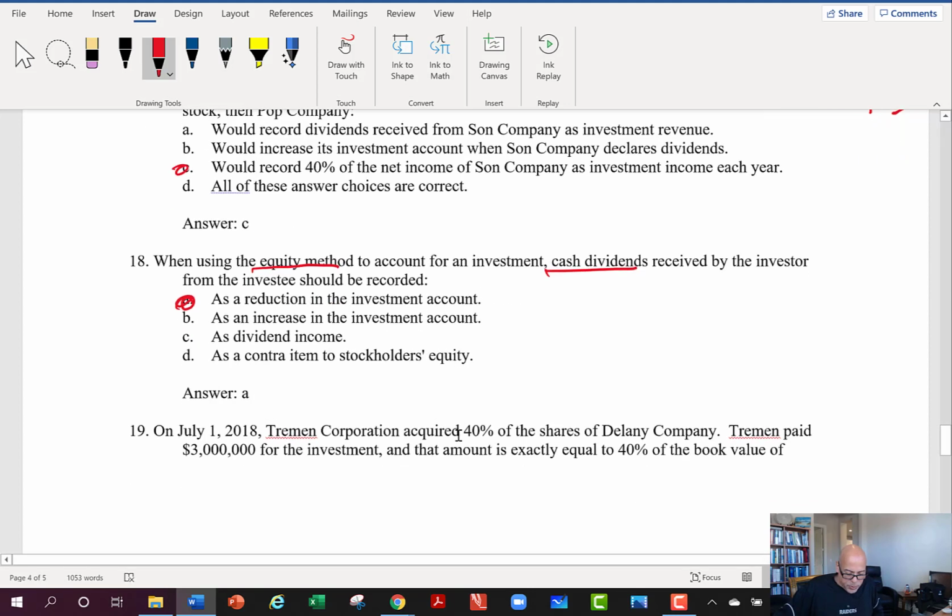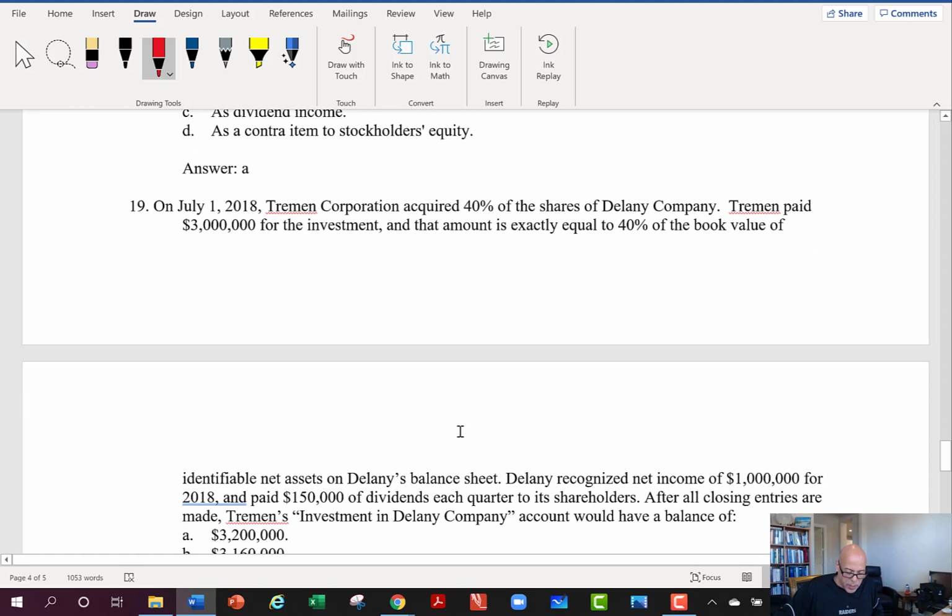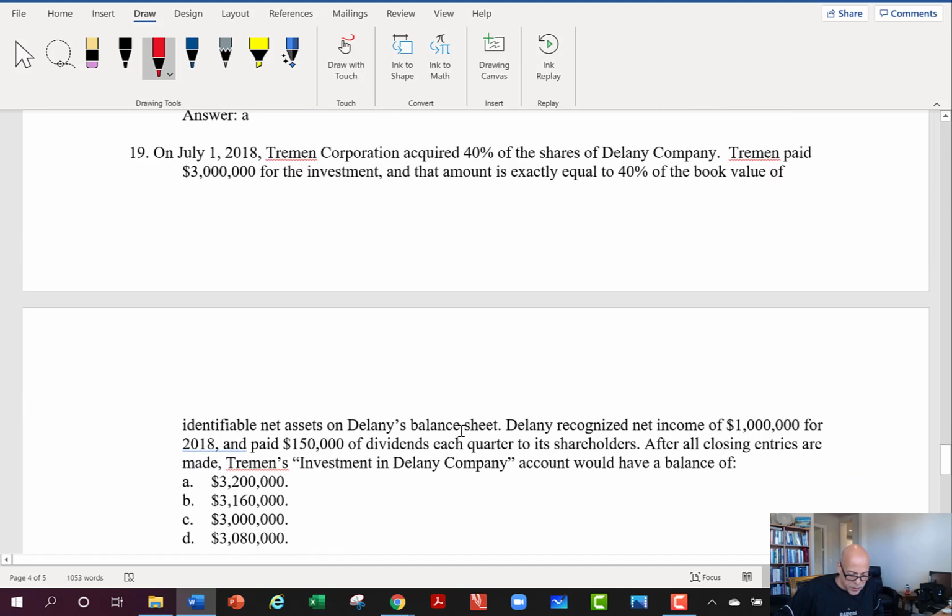And then to get some practice with some numbers here, let's look at this question. So we've got this Tremin Corporation, which acquired 40% of the shares of Delaney Company. Okay, here comes the equity method. Tremin paid $3 million for the investment, and the amount is exactly equal to 40% of the net book value of identifiable net assets on Delaney's balance sheet. Great. Delaney recognized net income of $1 million for 2018 and paid a $150,000 dividend each quarter to its shareholders.